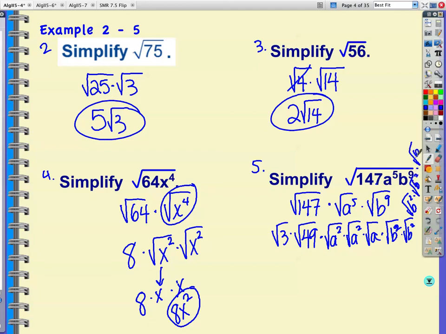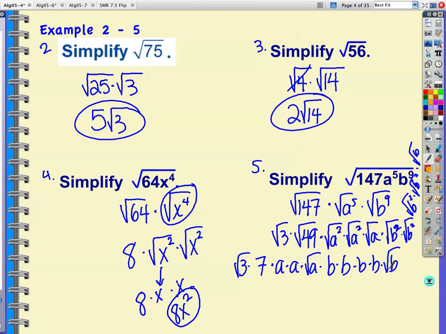All right, so here I go. Square root of 3 does not break down, so I'm going to leave it. I'm going to give myself a little more room here. Square root of 49 is 7. Square root of a squared is just a. Square root of a squared is a. Oh, and then I have a square root a. Square root of b squared is b, and this square root of b squared is b, each of them. And then this is square root b.